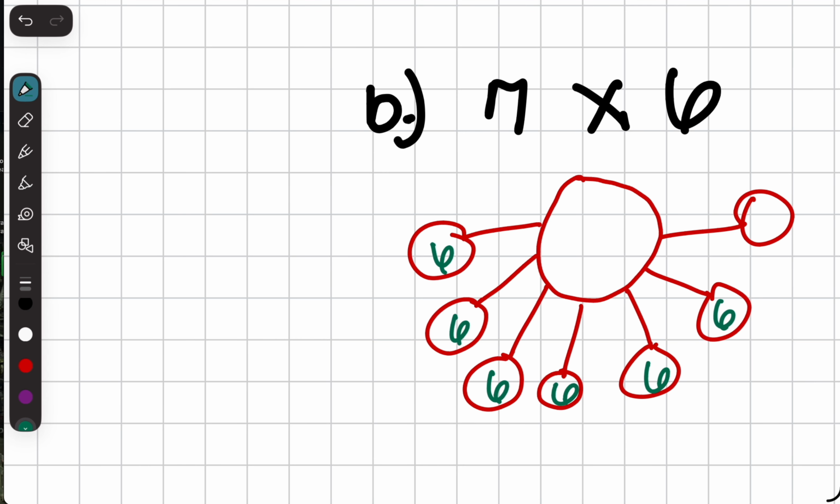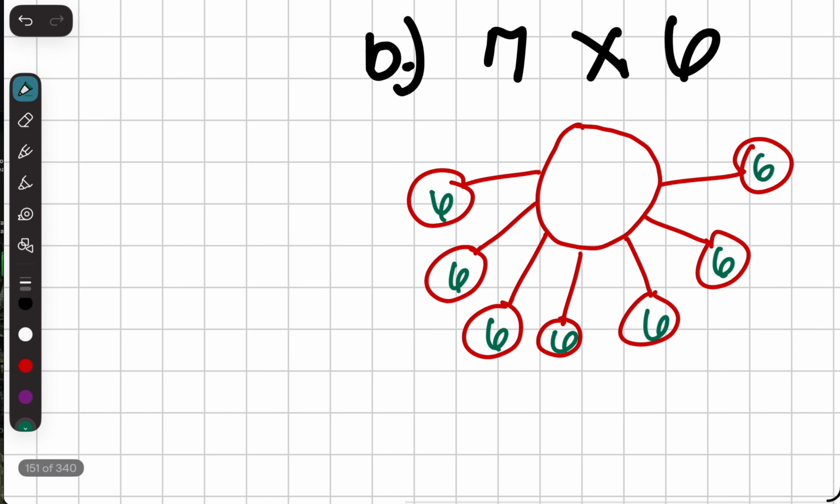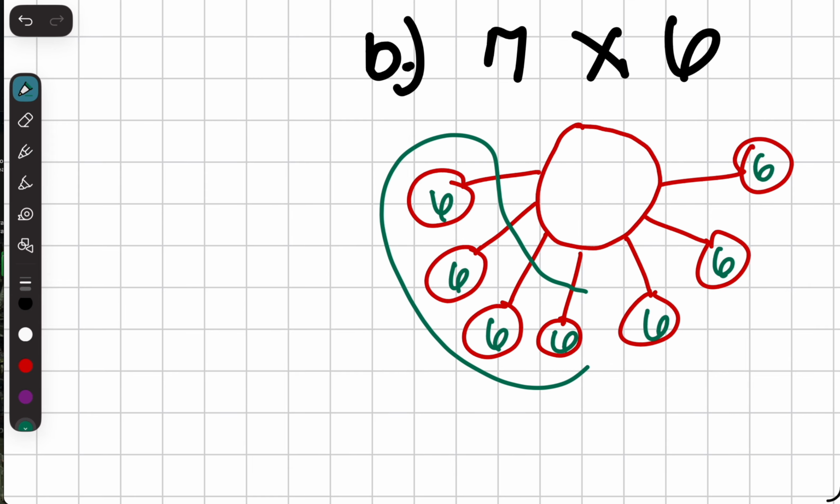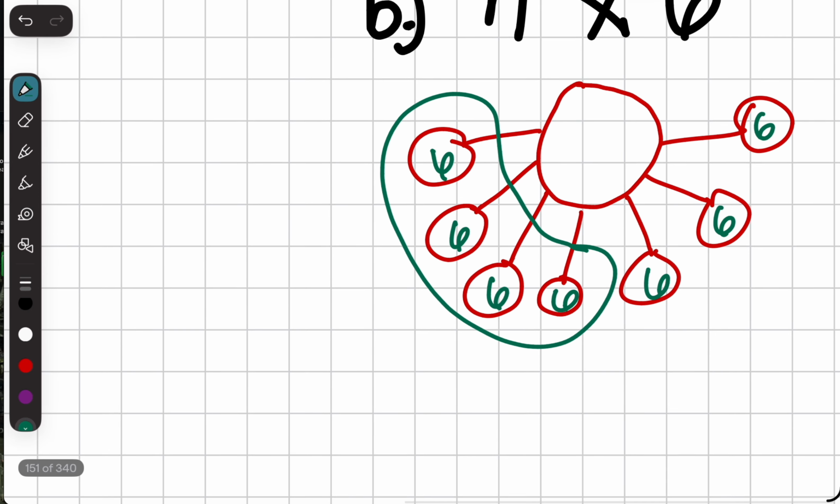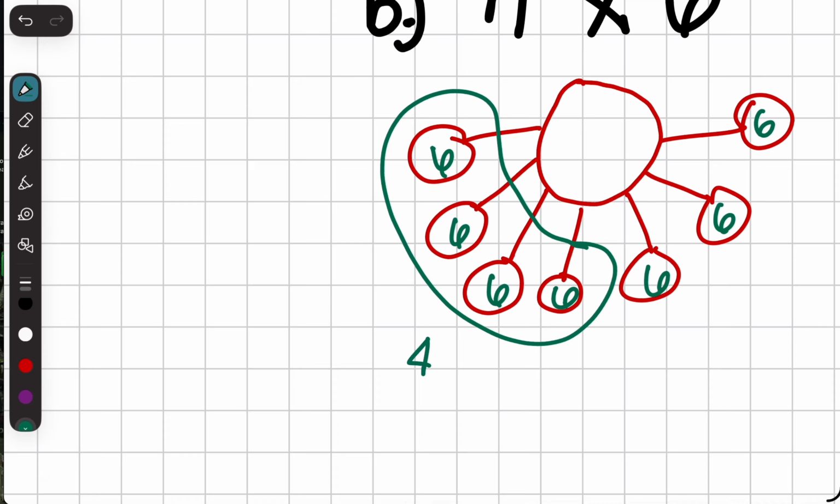Okay, so now the fun part with the number bond is that you simply get to choose how you want to unbundle. So I'm going to unbundle the 7 here into a certain number of groups. So let's say I'm only going to do 4 for this one. So I'm going to decompose this. So circled, we have 4 groups of 6. So this makes 4 times 6. And then the ones that we don't have circled are 3 groups of 6. So that makes 3 times 6.